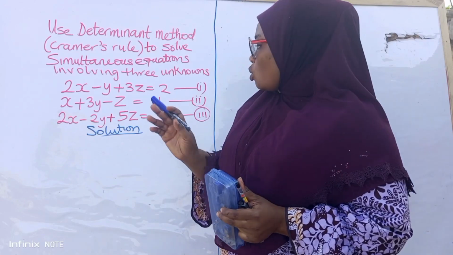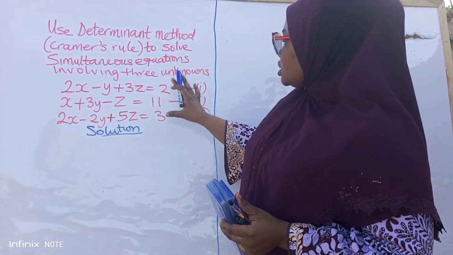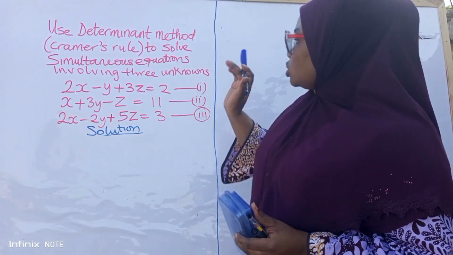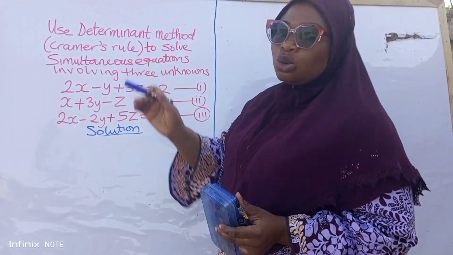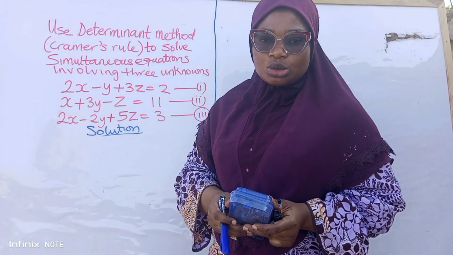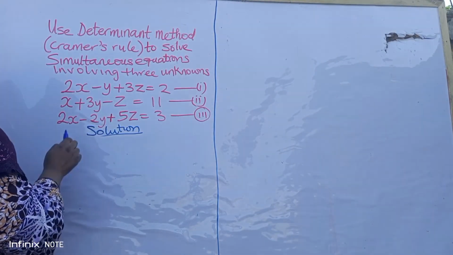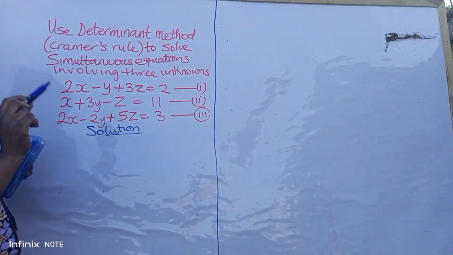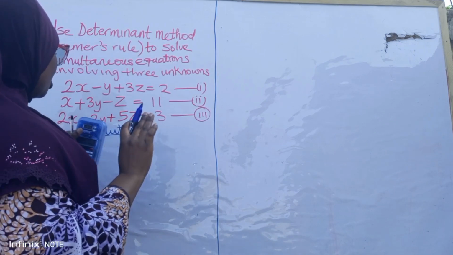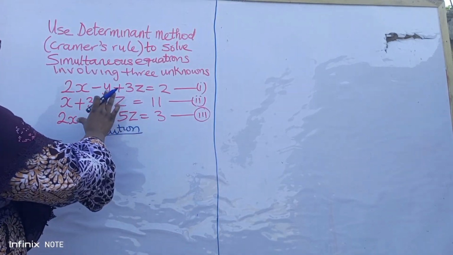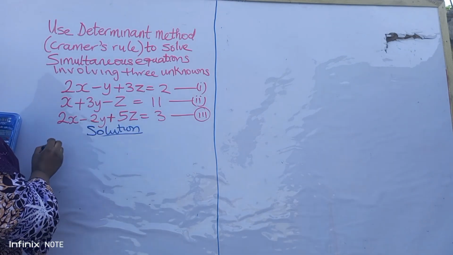So in today's class, we want to solve these simultaneous equations involving three unknowns. And we want to use the determinant method, which we know as Cramer's rule, to solve it. Now, these are the equations. So the first thing that we need to do is to write them in what? In a matrix form. So we need to write these equations in matrix form.